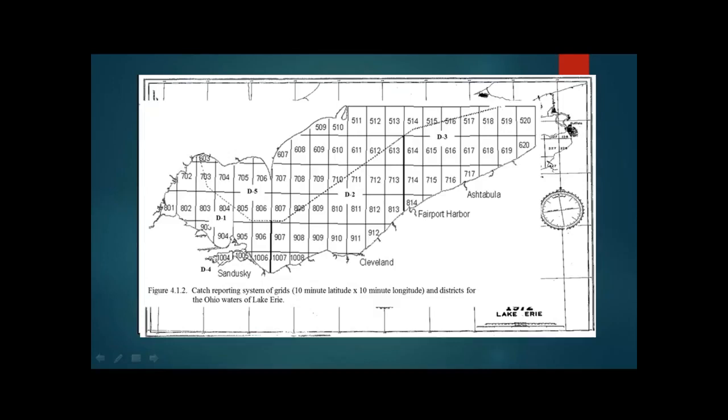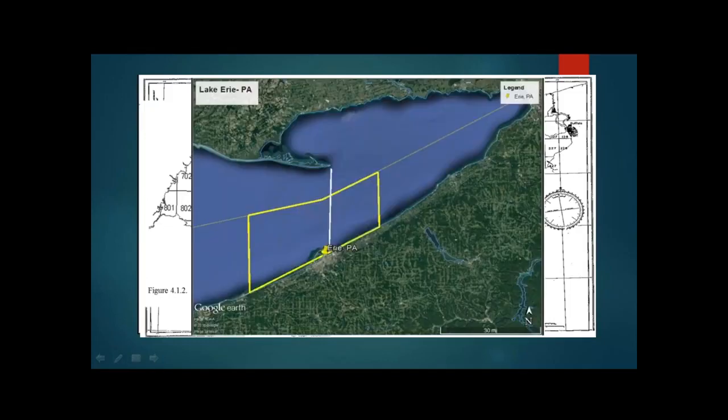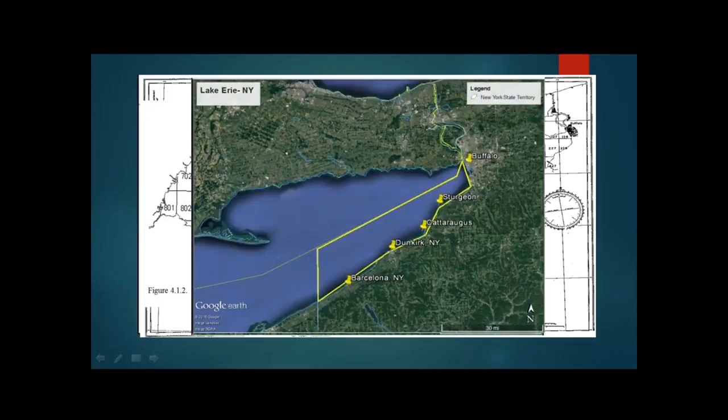This is what Ohio uses, and it's the same map as the U.S. commercial, but they further split it up into districts. So sometimes they just give a number that belongs to that district. This is what Pennsylvania uses. The yellow here shows the area of Lake Erie that belongs to Pennsylvania. The white line separates the central basin from the eastern basin. Here the yellow line represents the area that New York gets, and New York records the data based on the different ports that you see here.